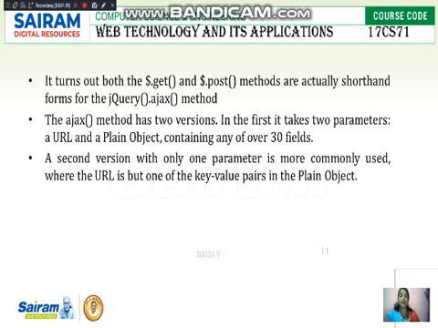And Ajax has two versions. The first one takes two parameters: one is a URL and a plain object. It has 30 fields. And the second version has only one parameter. It is more commonly used, and the URL is one of the key value pairs in the plain object.